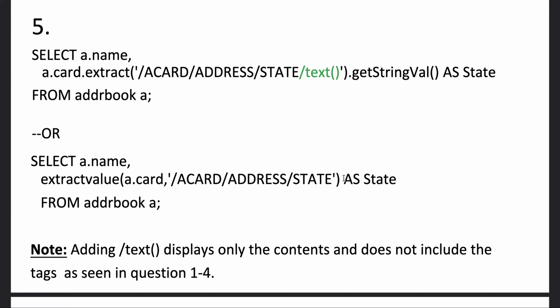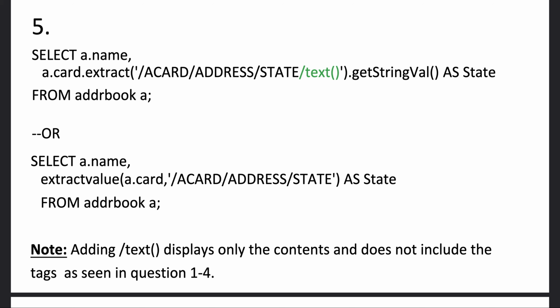So if you use the extract value for quick pulls like this, you can stick to the extract if you don't need more flexibility later. Just for simplicity, you can use the extract value. And for more flexibility later, you can use the member function.